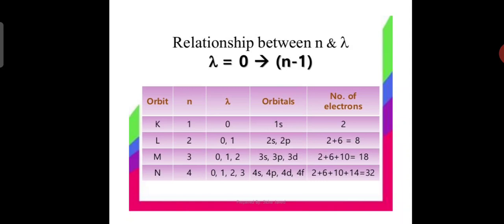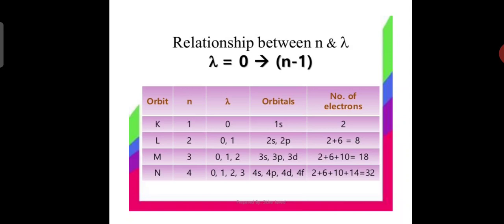For orbitals, energy level number 1, we have 1s. That means the maximum number of electrons is 2. And then for energy level number 2, we have 2s and 2p. So that will give you a total number of electrons of 8.